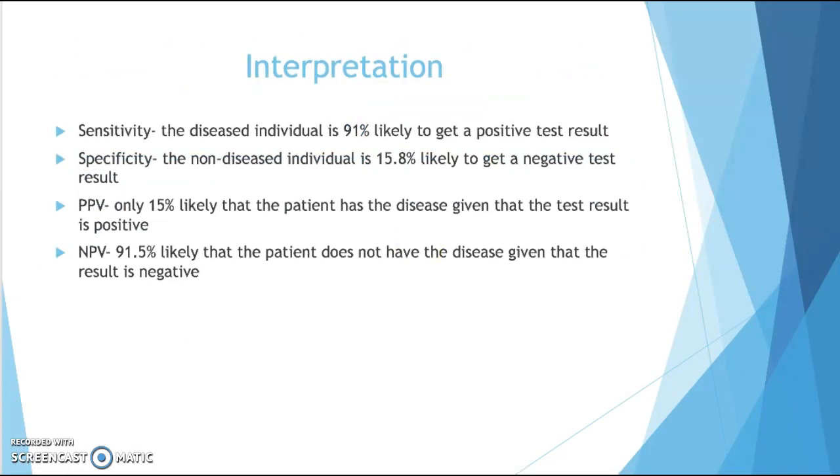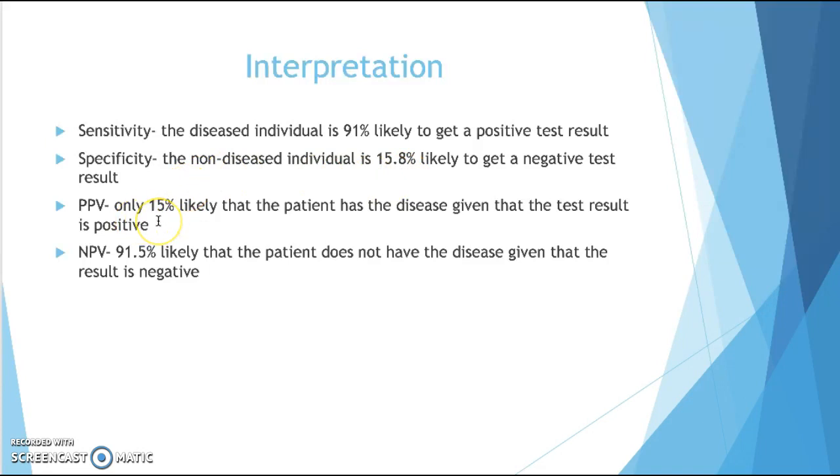Now to interpret what these numbers mean to your patients. Sensitivity. This diseased individual is 91% likely to get a positive test result. Specificity. The non-diseased individual is 15.8% likely to get a negative test result.